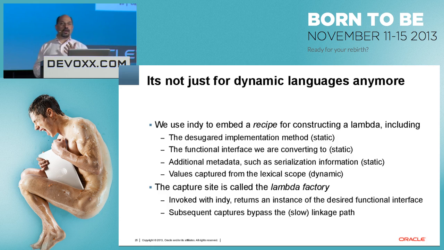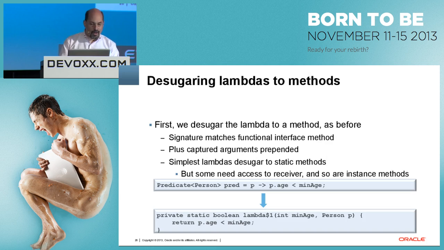Now, the first time you capture a lambda at a particular point in the code, you're going to pay the price of this linkage. We'll see some numbers there. It actually turns out to be less than you think. And then subsequent captures bypass the slow linkage path, and they just call the fully linked lambda factory directly. Okay, so let's look at some more code.